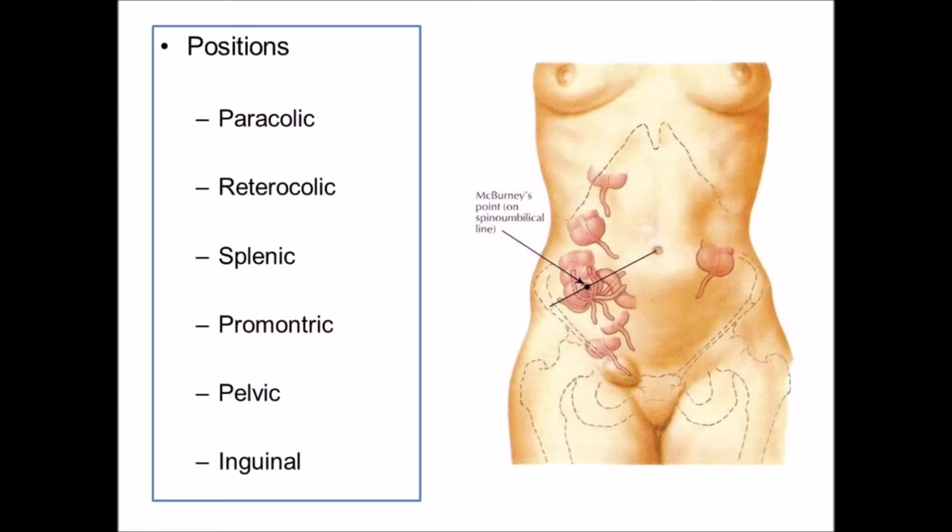The types of appendix or positions of appendix are paracolic, when the appendix lies below the cecum and its tip lies along the side of ascending colon. This paracolic position is also known as 11 o'clock position. Retrocolic position is the commonest type of appendix seen in more than 60% of the population. The appendix passes retroperitoneally behind the cecum and the ascending colon. If the length of appendix is more, it can go up till the subhepatic position.